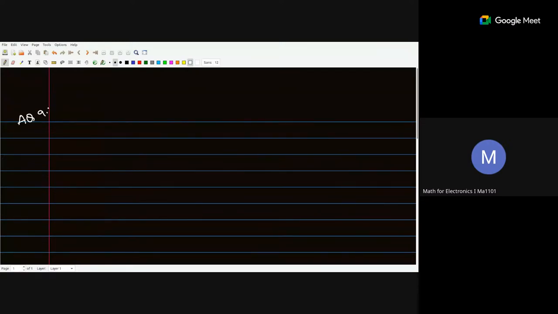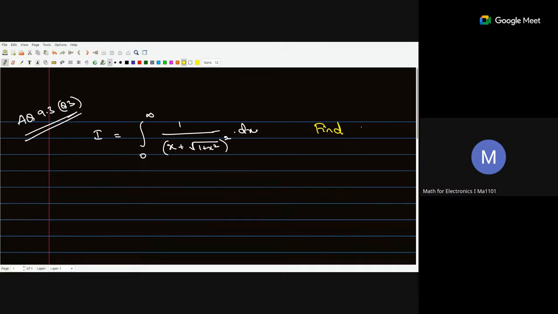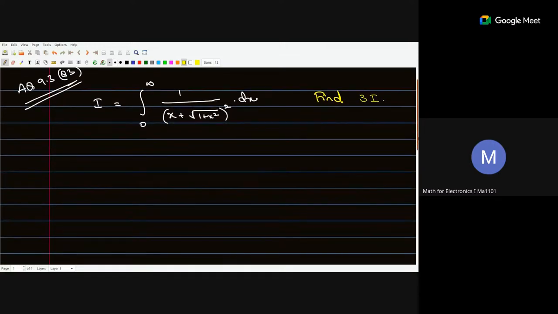AQ 9.3, question 3. It says, given an integral of 1 by x plus square root 1 plus x squared whole square dx, we have to find three I. At first glance, we don't know any properties that can directly be used to get this definite integral, right? We have to do something else.